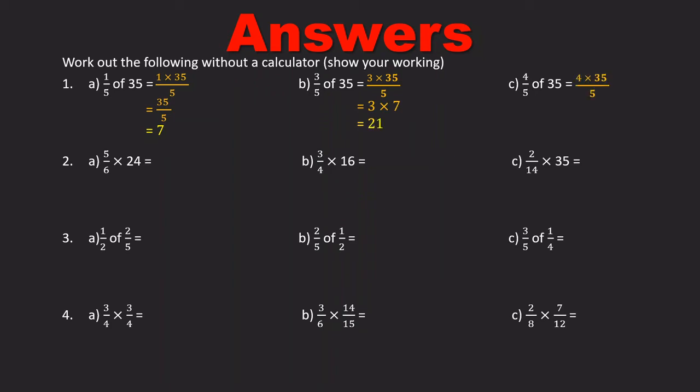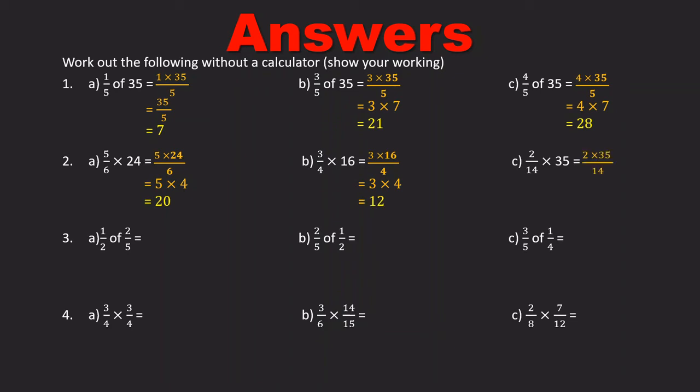For question C, again, times by the top and divide by the bottom. And again, a division by the bottom might be better first here. 4 times 7, 28. For question 2, again, multiply by the top and divide by the bottom. I think it's easier to divide first. For question B, multiply by the top, divide by the bottom. Again, that 16 can divide by 4, so let's do that first.